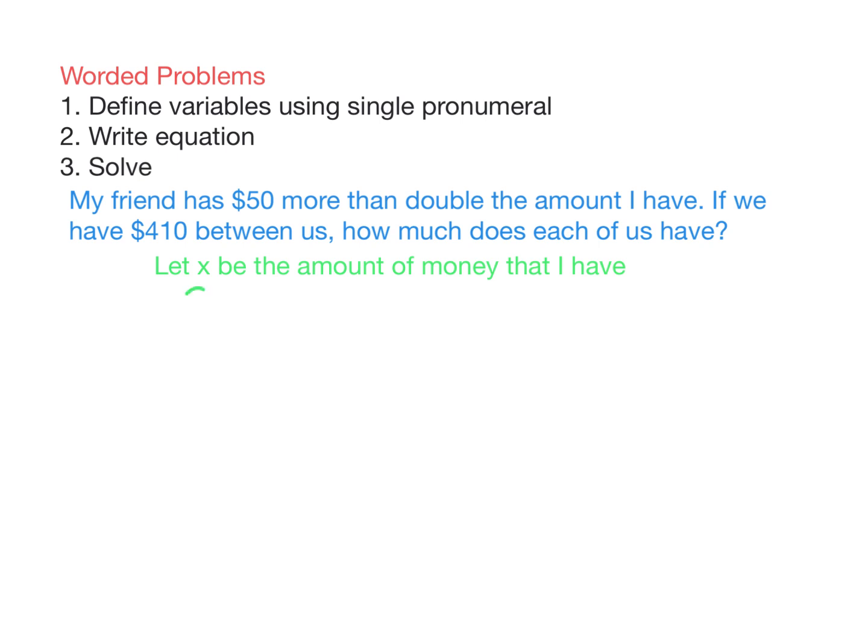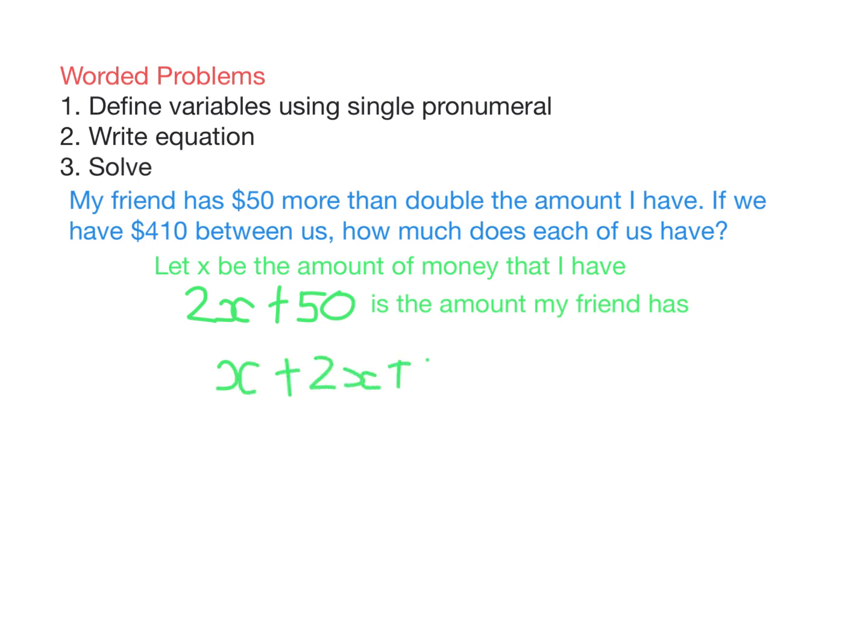So my friend has what I have doubled. So that's double my amount plus 50 more. So I've done step one. I've defined the two variables, the two unknowns in this question, using the same letter. So step two, I'm going to write an equation. I'm going to rewrite the words in the problem using only mathematical symbols. So the amount I have plus the amount my friend has is equal to 410.